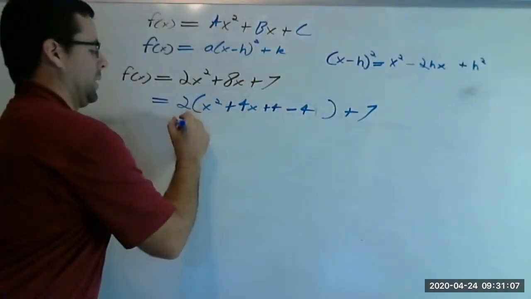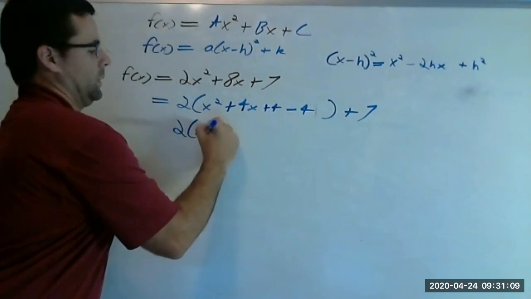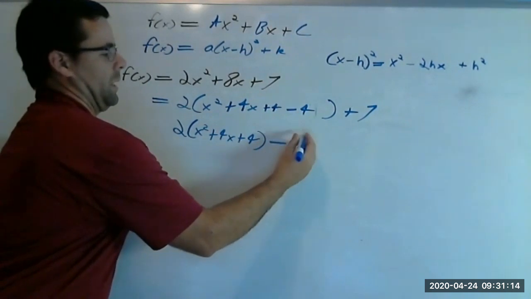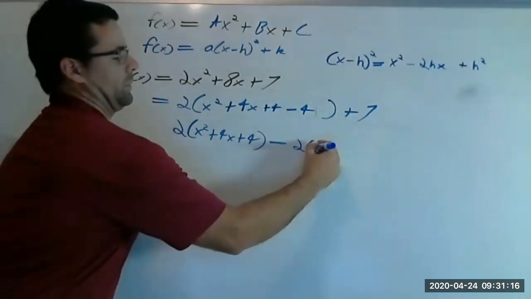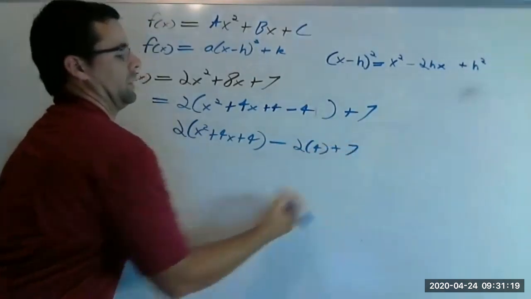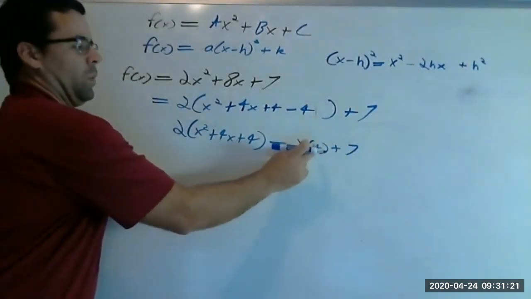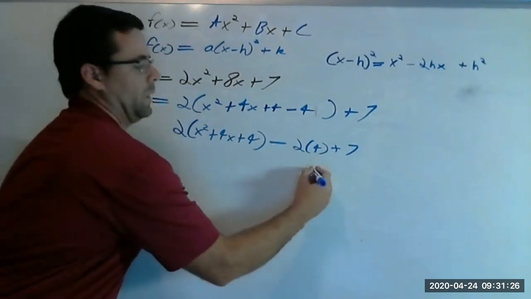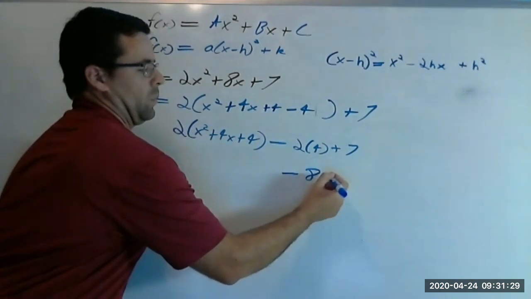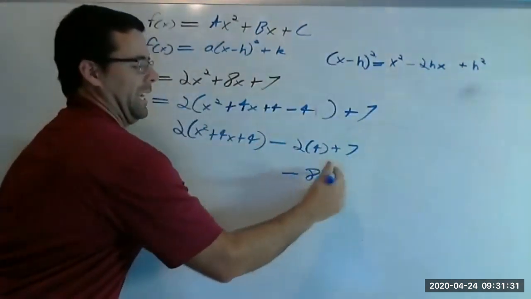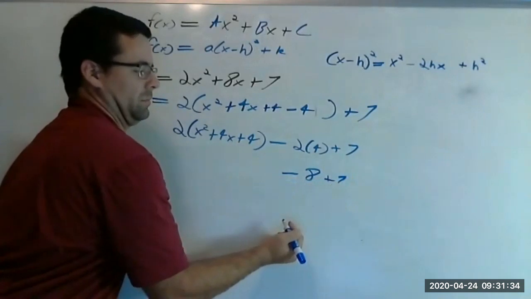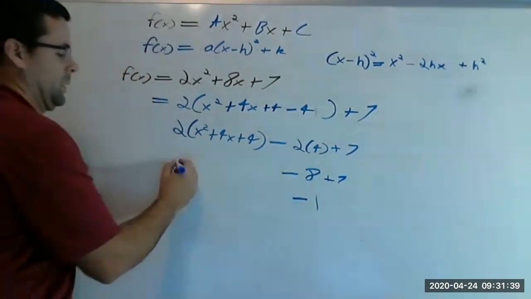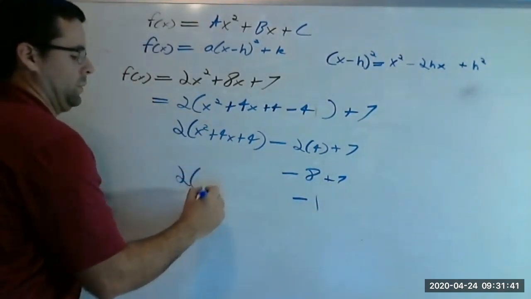So this becomes 2x squared plus 4x plus 4, minus 2 times 4, plus 7. What's 2 times 4? 8. And what is something minus 8 plus 7? Negative 1. Very good. So this is 2.